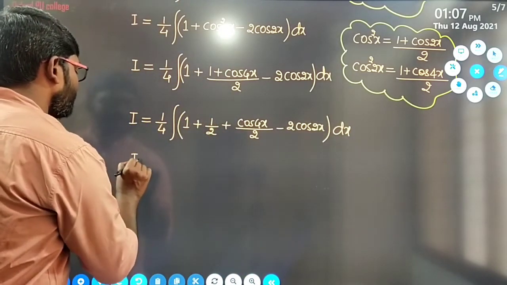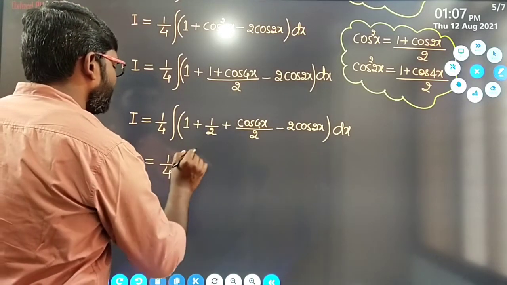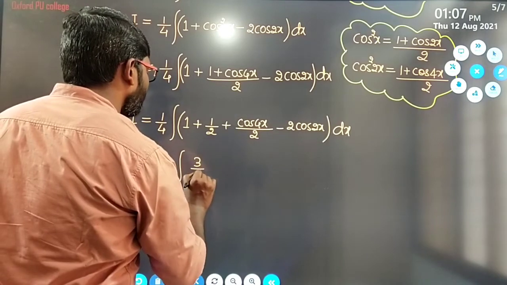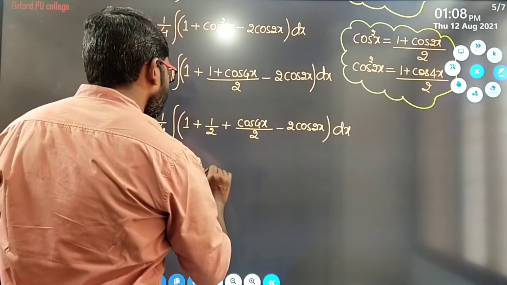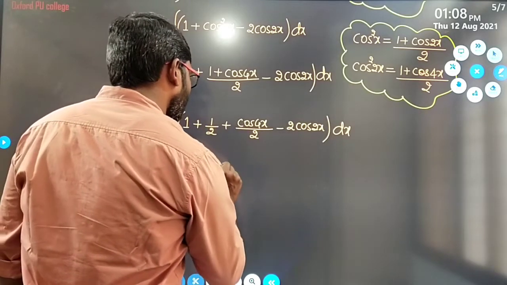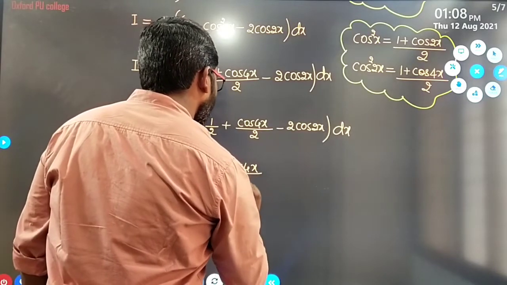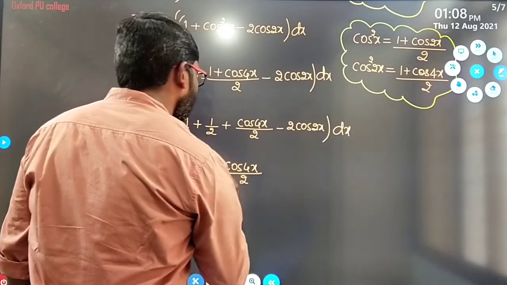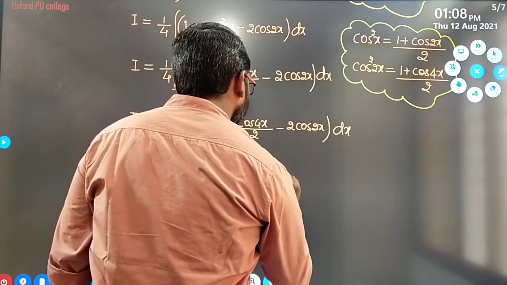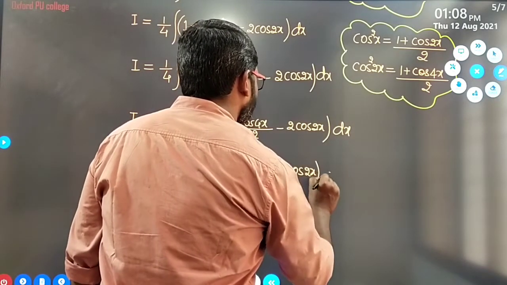I, which is equal to 1 by 4, write it outside as it is. Then integral, what we have here, 3 by 2 plus cos 4x by 2, then minus 2 cos 2x dx.